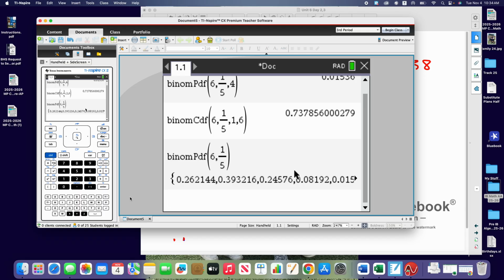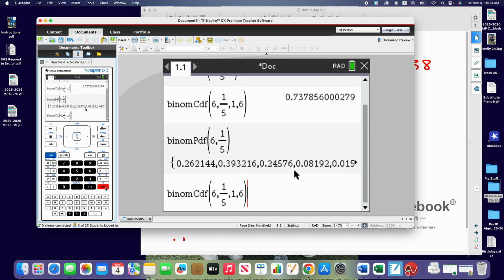I'm going to use my up arrow key and go highlight the CDF that I did a while ago. Once you've done this a few times, you'll see that's my N, that's my P, that's my lower boundary, that's my upper boundary. And I can just go in here and change this and make it 0, 3. If you don't like that, just go back to the menu again.